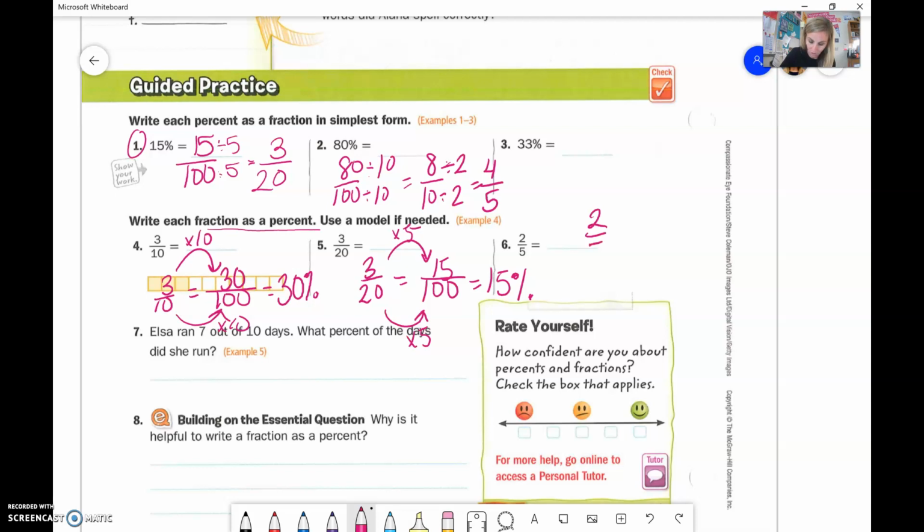And the last one, 2/5. Make it out of 100. I can multiply by 20. Multiply by 20 gives me 40. 2 times 20 is 40, 40%. And we'll stop there.